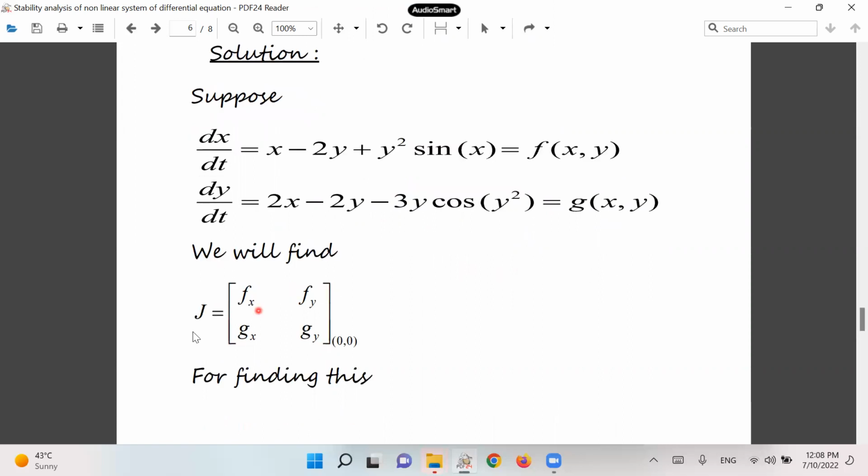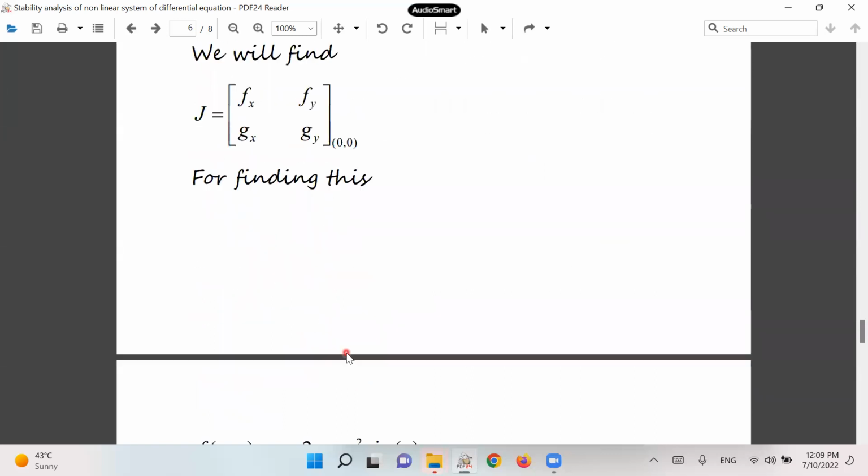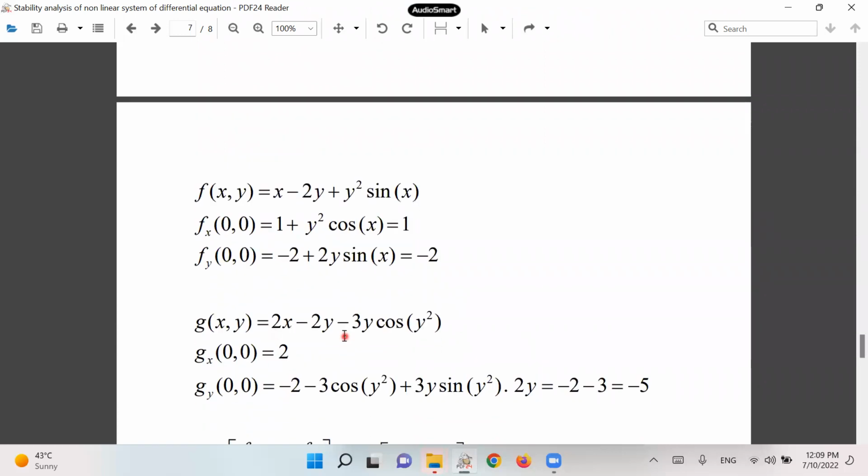In order to find its J matrix, we have to take the partial derivative of f with respect to x and y, and the partial derivative of g with respect to x and y at the critical point 0, 0. Now, finding this, we have to take their partial derivatives. So the partial derivative of x with respect to x equals 1, but this becomes constant, so it will be 0. And now the partial derivative of this term with respect to x: y square will be treated as a constant, but the derivative of sine x is cosine of x.